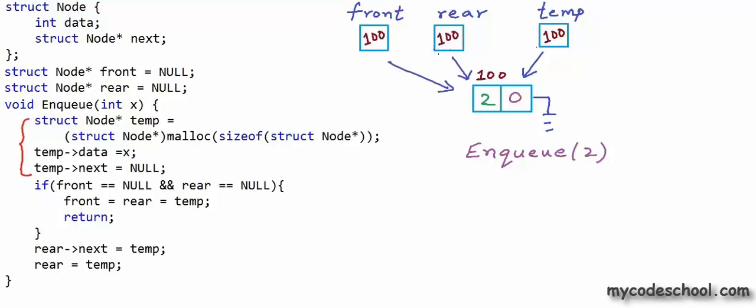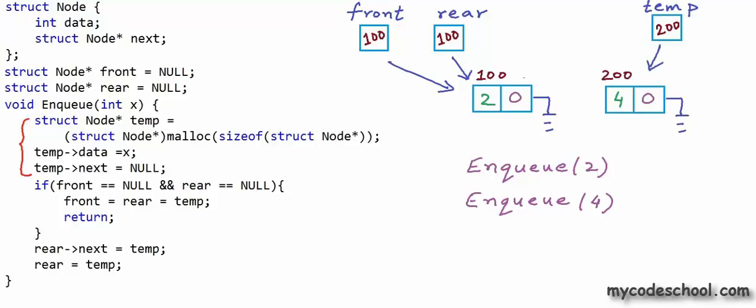When the function finishes execution, temp, which is a local variable, will be cleared from memory. After setting both front and rear as the address of this newly created node, we are returning. So this is how the queue will look after the first enqueue. Let's say we are making another call to the enqueue function at this stage, passing number 4 as the argument. Once again a new node will be created. Let's say I got the new node at address 200.